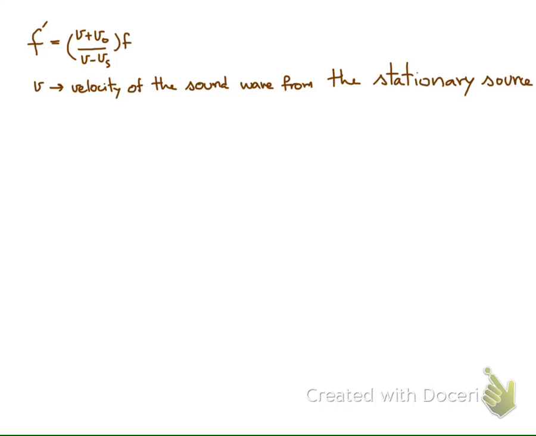from the stationary medium. The better word is not the stationary source, but the stationary medium. So if we have a stationary medium, and we measure the velocity of the sound relative to the stationary medium, the velocity of the sound is equal to v.